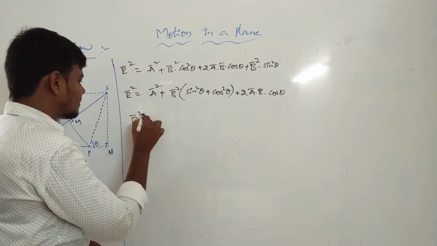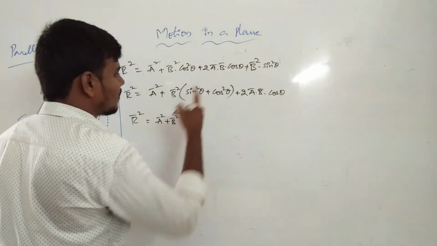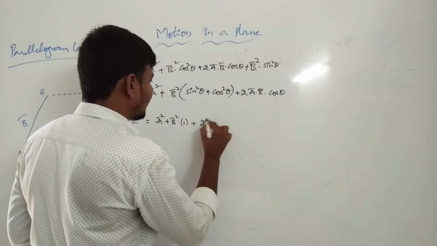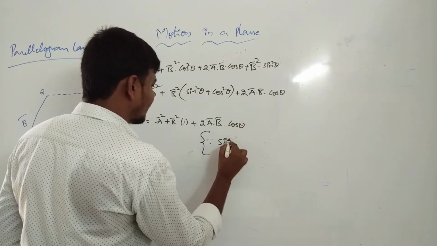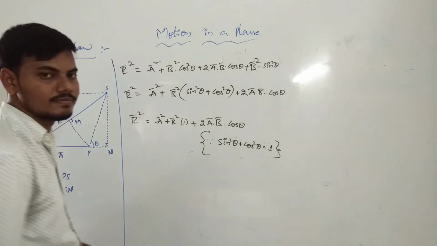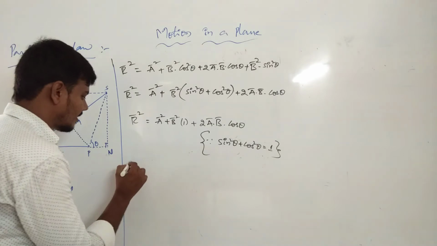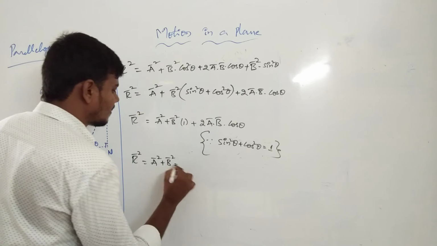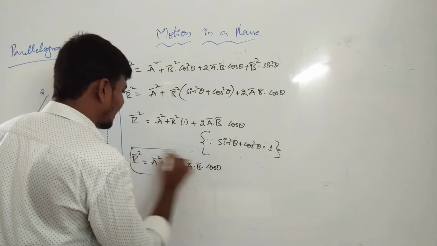Now R bar square is equal to A bar square plus B bar square, where sin square theta plus cos square theta is equal to 1, plus 2 A bar B bar cos theta. Since sin square theta plus cos square theta is always 1 in our mathematical representation, clearly we can observe R bar square is equal to A bar square plus B bar square plus 2 A bar B bar cos theta. Now this is the magnitude of the function.